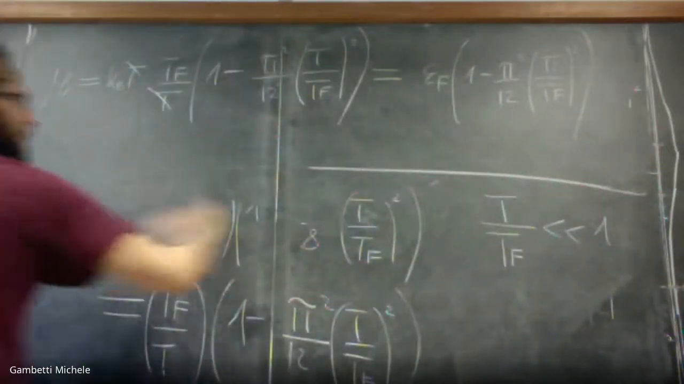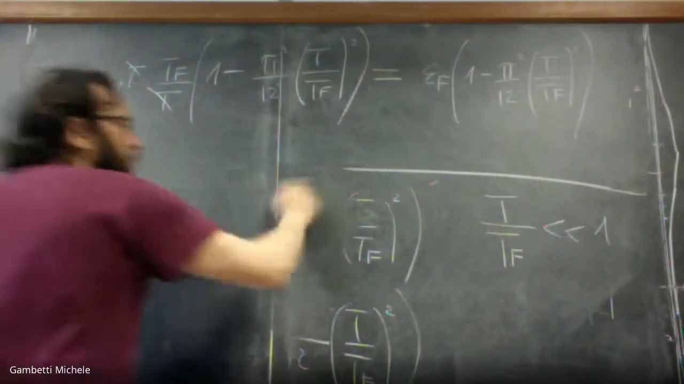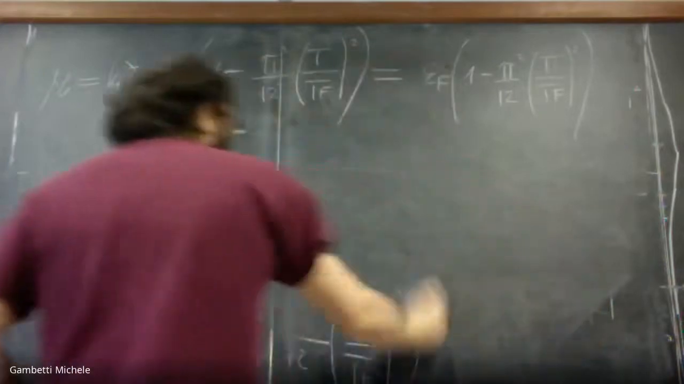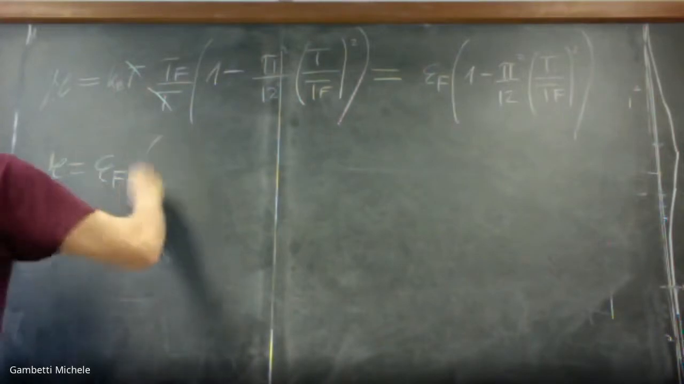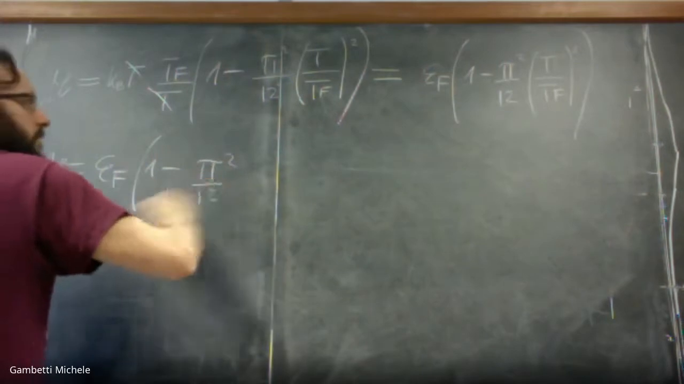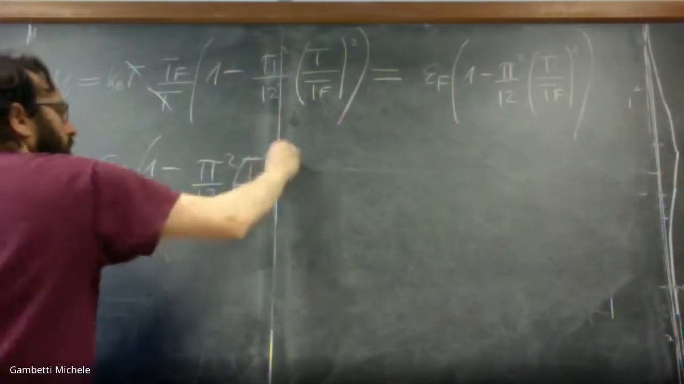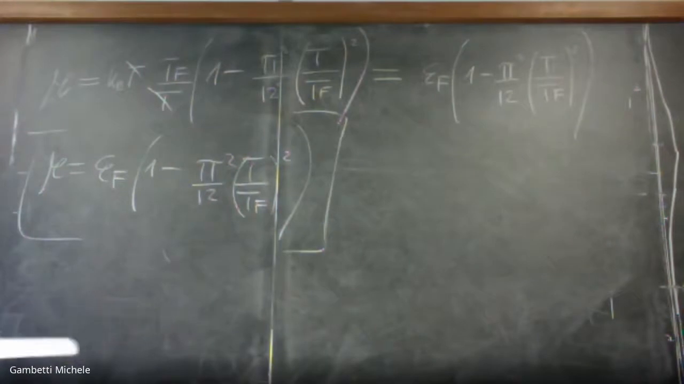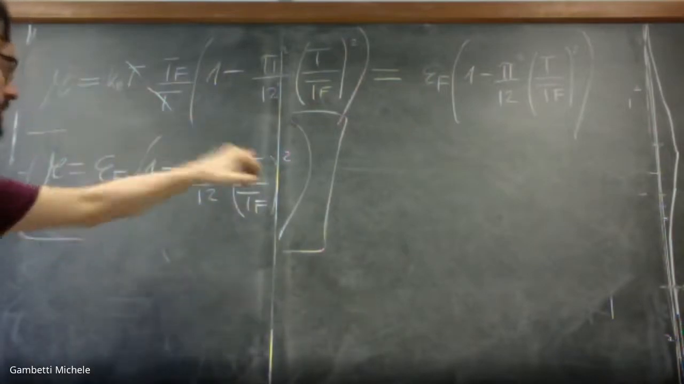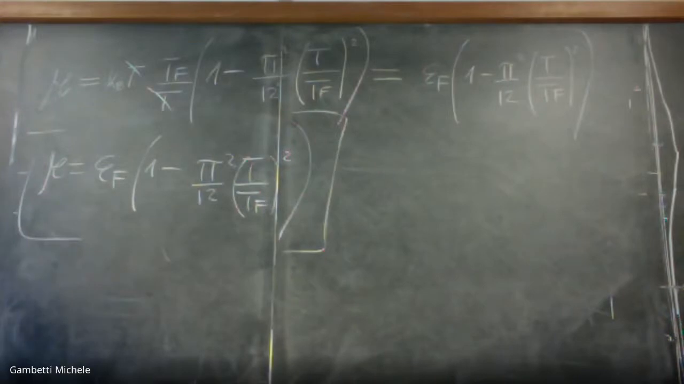Now this is the relation at finite but small temperature between the chemical potential, the temperature, and the Fermi energy. So mu is equal to EF times 1 minus pi squared divided by 12 times (T over Tf) squared. This is the relation that I wanted to find, a relation between the Fermi energy, chemical potential, and temperature. Of course, at T equals 0, mu and EF are the same by definition, and then I have this quadratic correction, which we will use in a moment to see the modification on the equation of state for such an expansion.